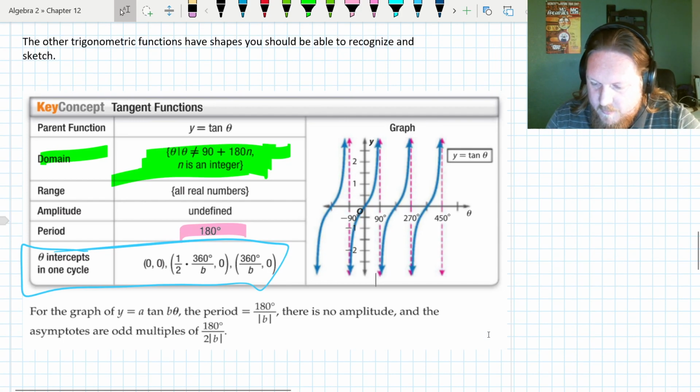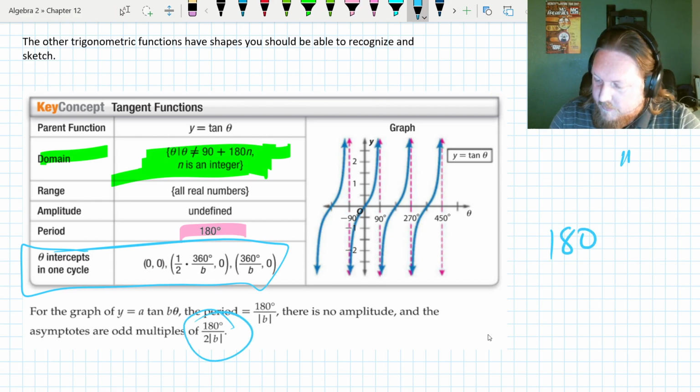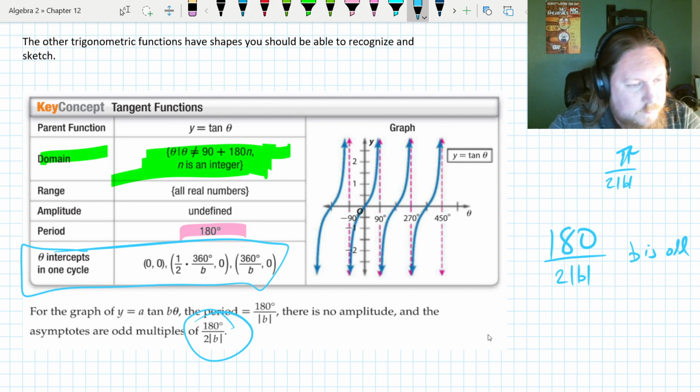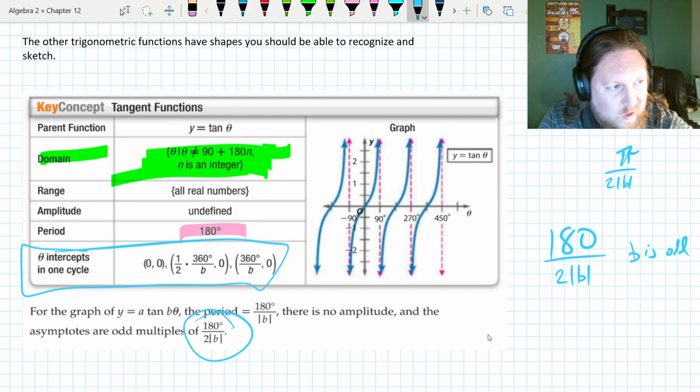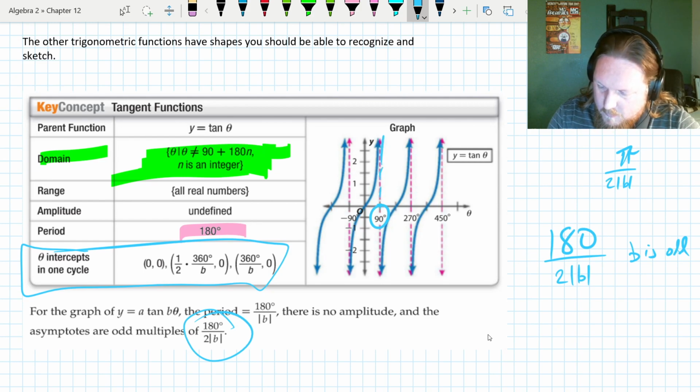Here's an important thing: the asymptotes are at 180, or if you're talking about radians, pi, over 2 times the absolute value of b. And it's very important here that b is odd. We just want every other one. So we're not going to do the evens, we're just going to do the odds. For example, if b is 1, 180 over 2 times 1 is 90, and you can see that is where one of the asymptotes is, right there.